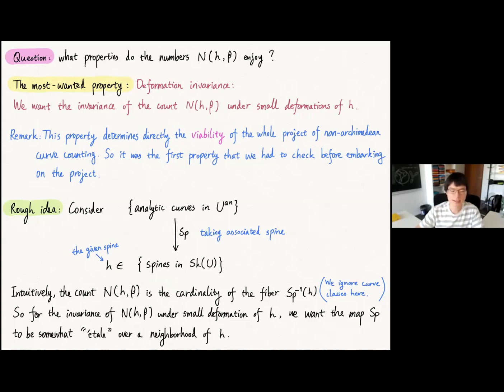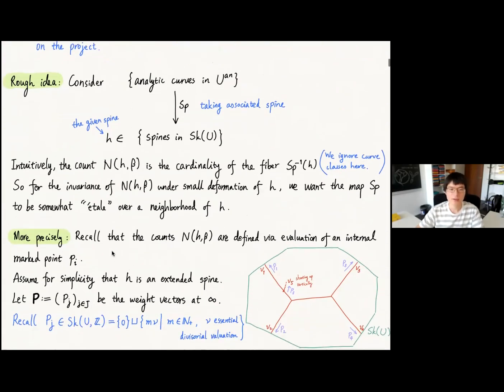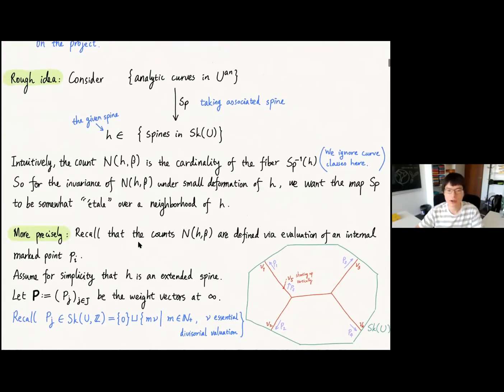And more precisely, recall that the counts N_{H,beta} are defined via evaluation of an internal marked point P_i. Assume for simplicity that our H is an extended spine. So let's first assume that H is an extended spine. Here is an example of H.